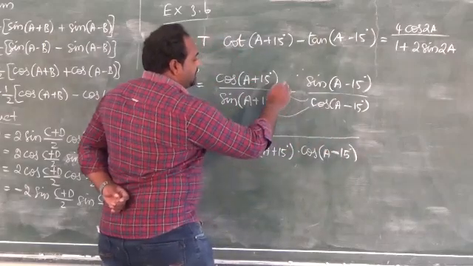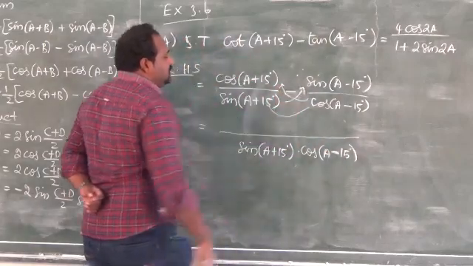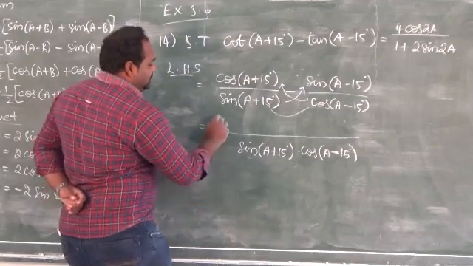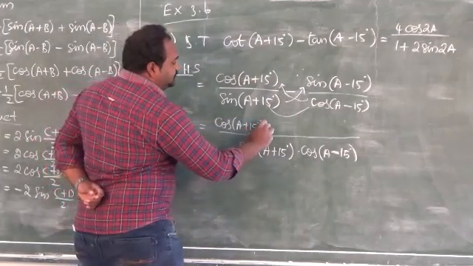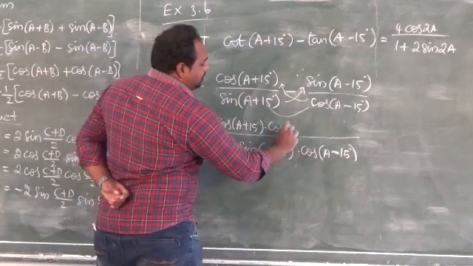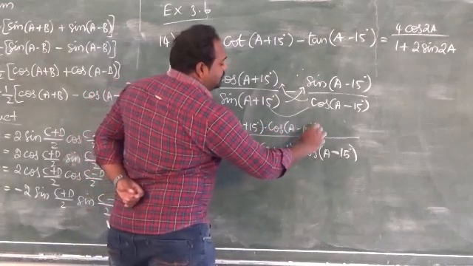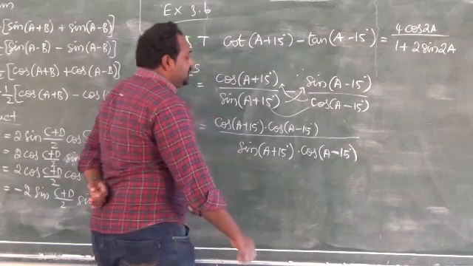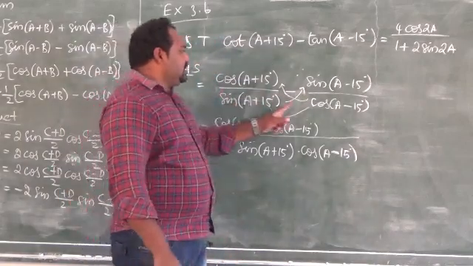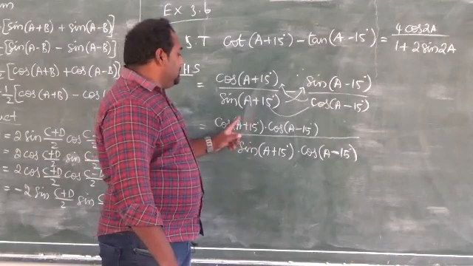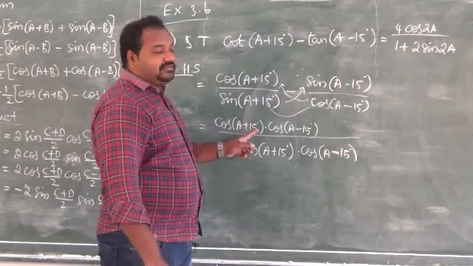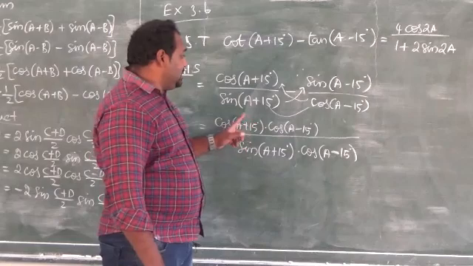Just cross multiplication. After taking the denominator common, just cross multiply. It is cos of a plus 15 degree into cos of a minus 15 degree. Here some of you make a mistake. Cos of a plus 15 into cos of a minus 15. Some of you will write cos square of a plus 15. They used to write like that.